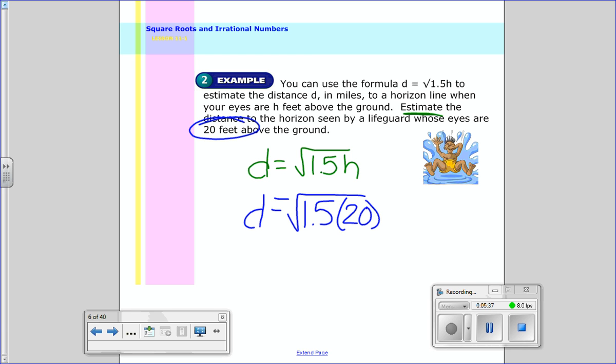Now, we need to simplify this first. So the first thing we want to do is multiply 1.5 times 20. So 1.5 times 20 is 30. So we need to decide, where does the square root of 30 belong? Between what two square numbers?